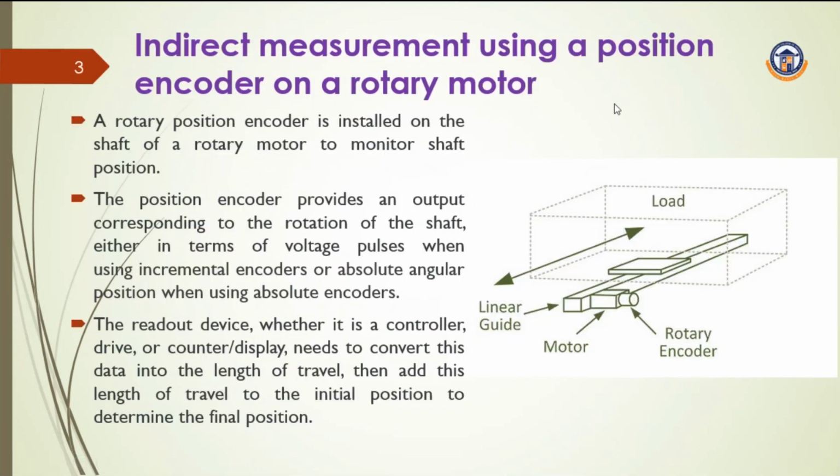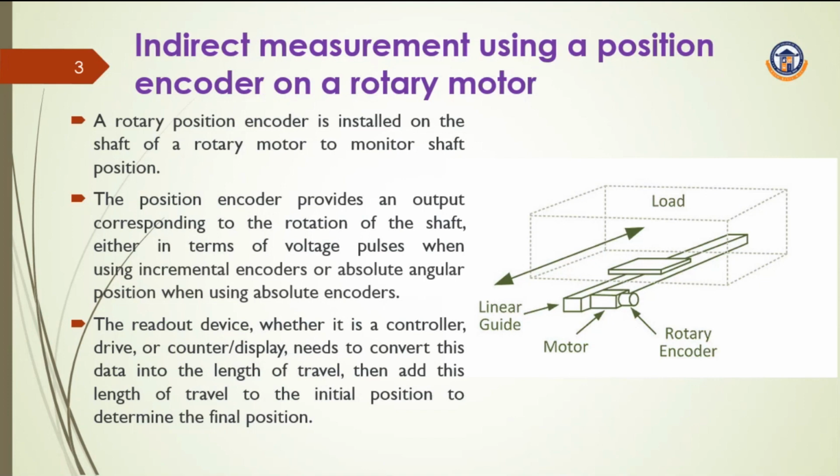So this is the indirect measurement using a position encoder on a rotary motor. Here we are using a rotary motor for measurement of position. A rotary position encoder is installed on the shaft of the rotary motor to monitor the shaft position. Here the position encoder provides an output corresponding to the rotation of the rotary motor. Voltage pulses are given as an output when we are using incremental encoders for measuring the position.